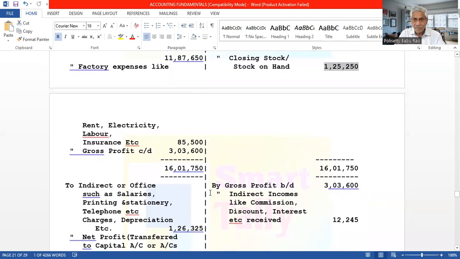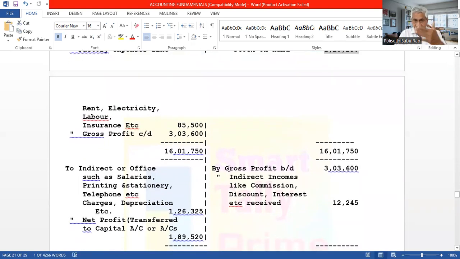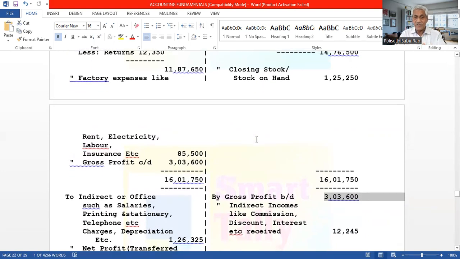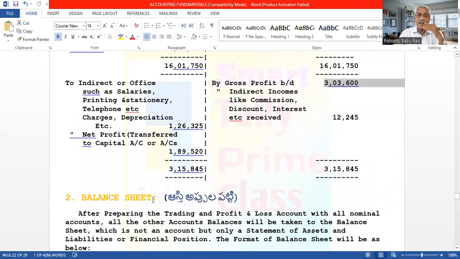In the lower part, the profit and loss account, this gross profit which is carried down is written on the credit side. On the debit side we write carried down; on the credit side we write gross profit brought down, the same amount. If it is a loss, the gross loss carried down is written on the debit side as gross loss brought down.